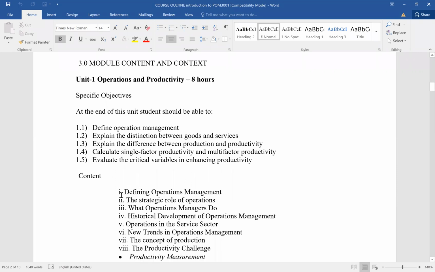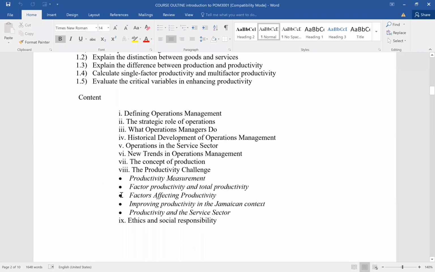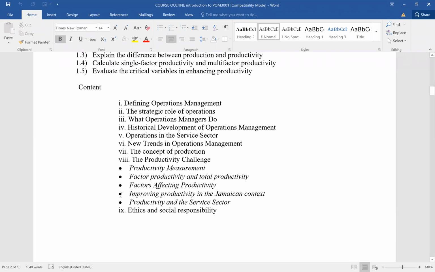So in terms of the content, without repeating myself, we're going to be defining operations management, the strategic role of operations, and what operations managers do, because some of you are minoring in operations, and even if you're not majoring in operations, you still need to know where you can find jobs and what it is that operations managers do. And we're going to look at some heritage. And by heritage, we're talking about the history, because it's important to know some of the key persons who developed operations management. So we're going to look at the historical development of operations management.